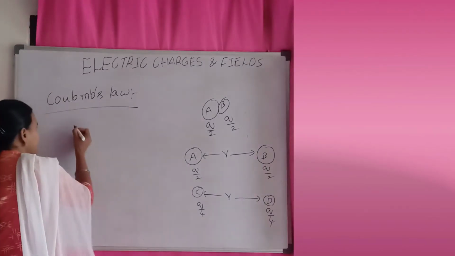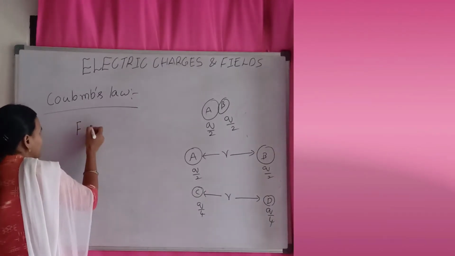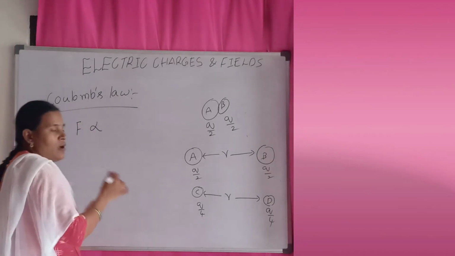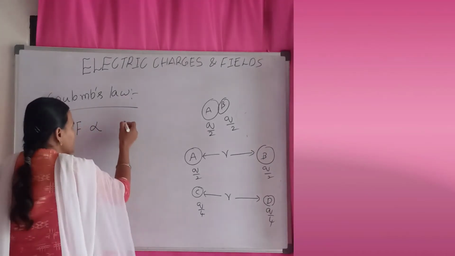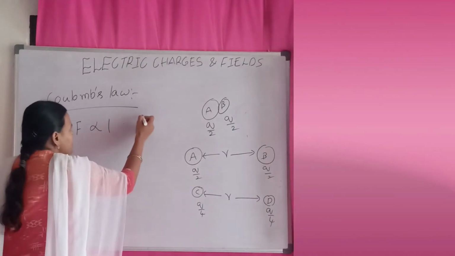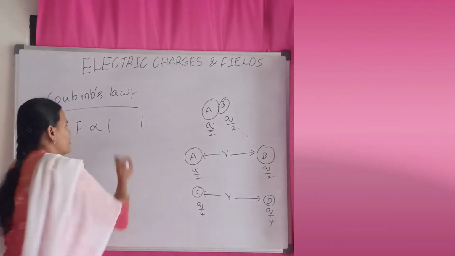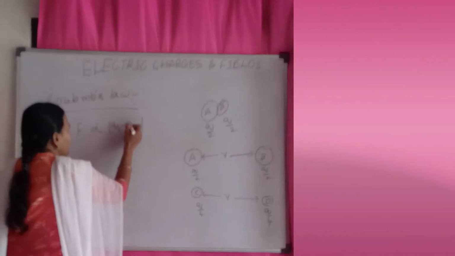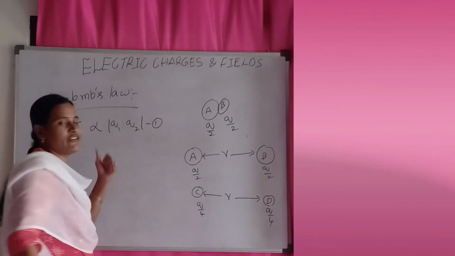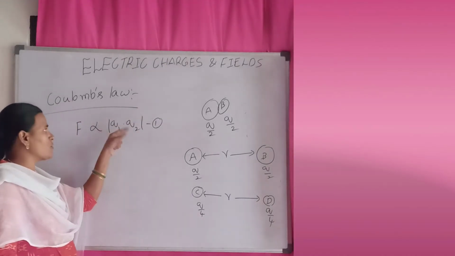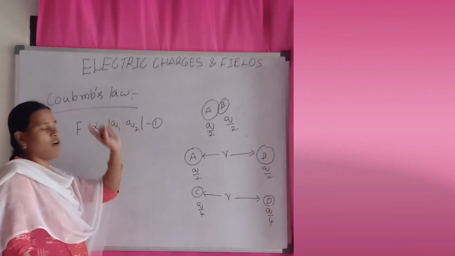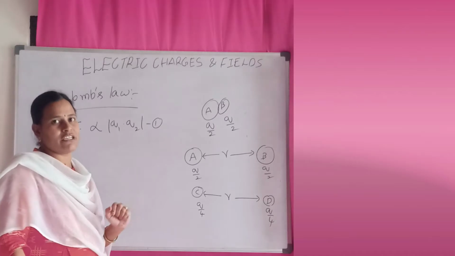So here he gave the mathematical equation: force F is directly proportional to the product, so product means multiplication. Already we know product of magnitude means the modulus of the point charges, so we have to take Q1, Q2. So this is the first statement: force is directly proportional to the product of the magnitude of the 2 point charges.